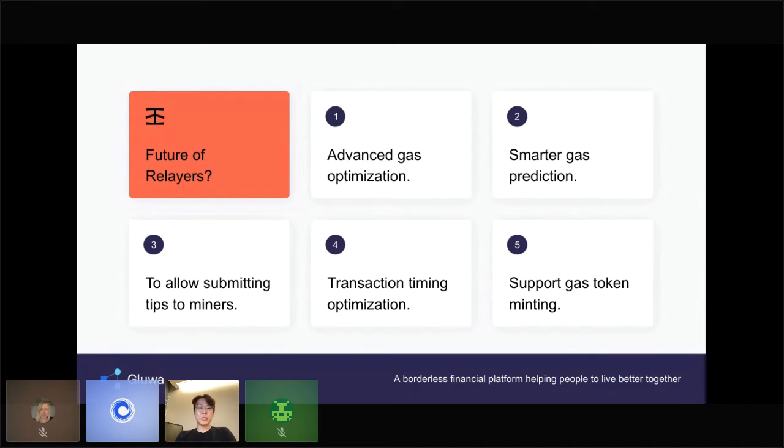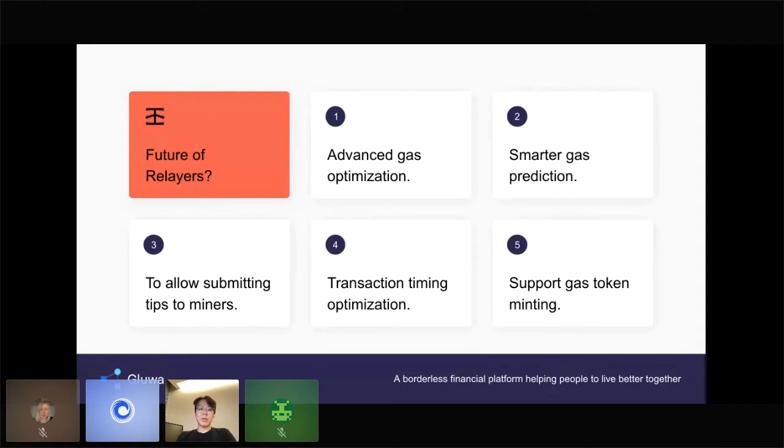Second, smart gas prediction. A relayer service should be able to predict what is the optimal gas price within a period. Increasing gas prices over time may not work when gas prices fluctuate faster than the target time. Third, to allow submitting tips to miners so that transactions can get prioritized when it's necessary.